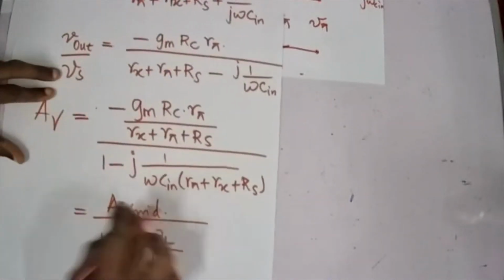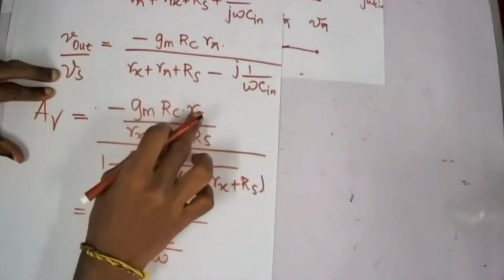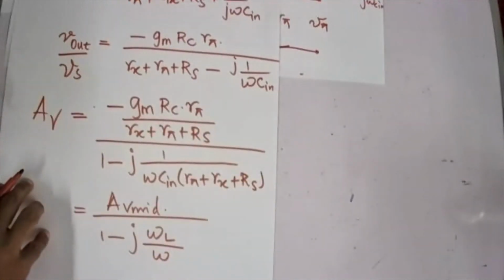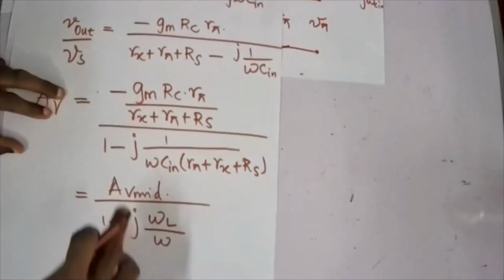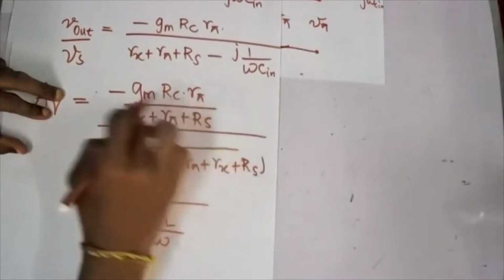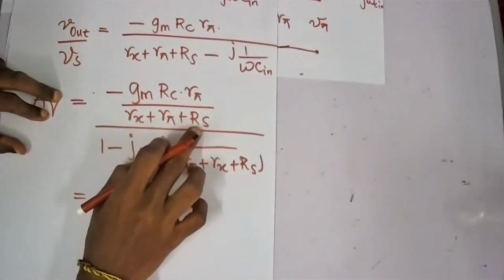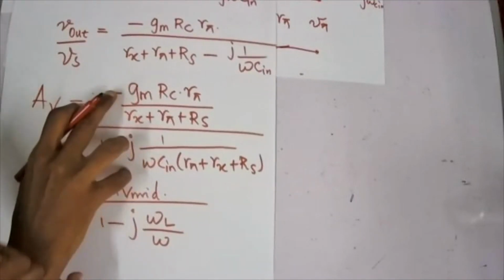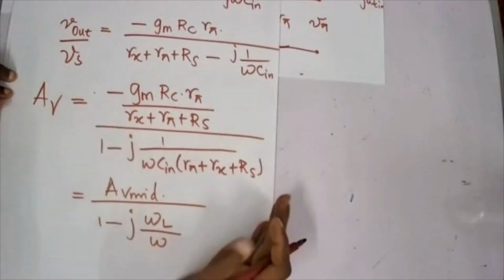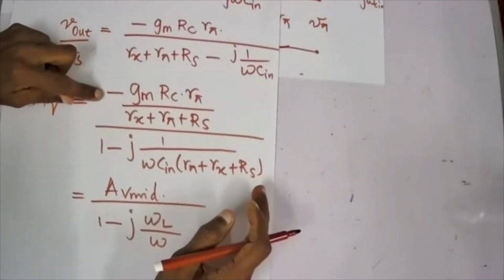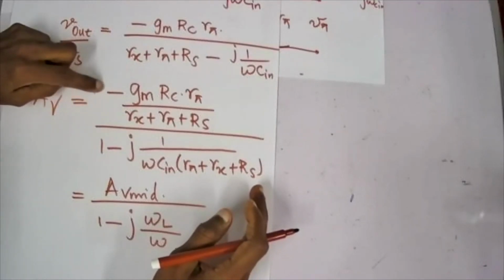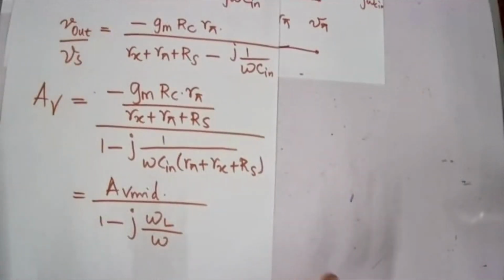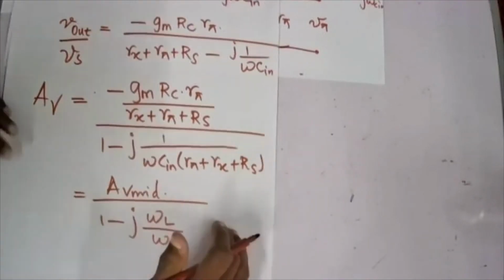So now I can write my Av mid as this one, which is same as we had in our low frequency and high frequency analysis as well. Av mid will be minus Gm into Rc into R pi by Rx plus R pi plus Rs. Of course, last class some of you asked a question: this minus indicates a 180-degree phase shift. We have already seen it in our common emitter transistor amplifiers.